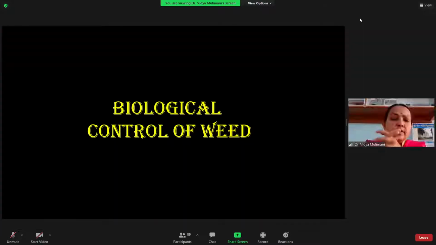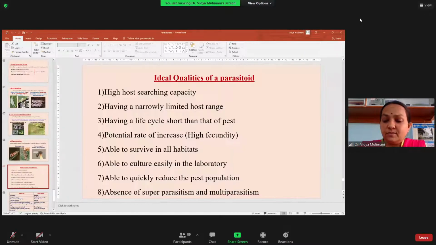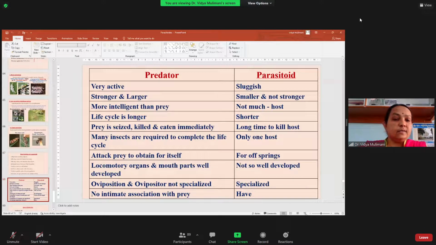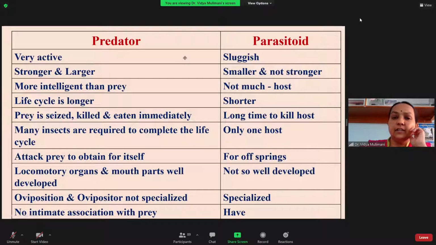So until now, I have told you about the economic classification of the insects, and I have given you the predator and parasitoid. One more I missed. Sorry. So there is another important question, that is the difference between the parasitoid and predator. Okay, so many times this is the asked question.